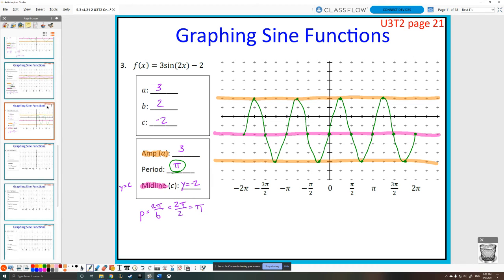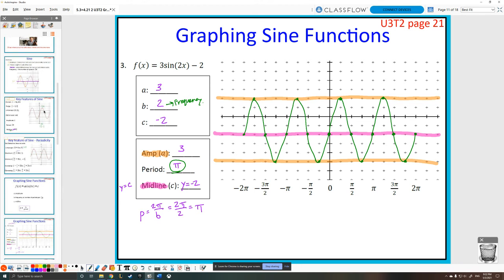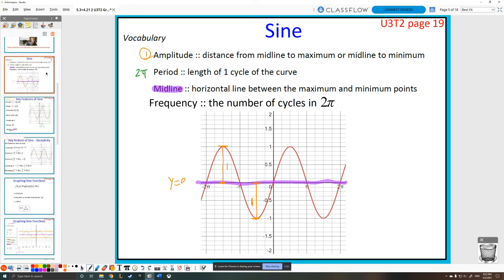Now, this is where I kind of want to talk about the B value. And the B value is called the frequency. Okay, the frequency, because the frequency tells me how many waves, we'll go back to the definition real quick here. How many waves or how many cycles are there in 2 pi? So period is saying there's no defined length. You're looking for the length essentially, right? How long is one wave?